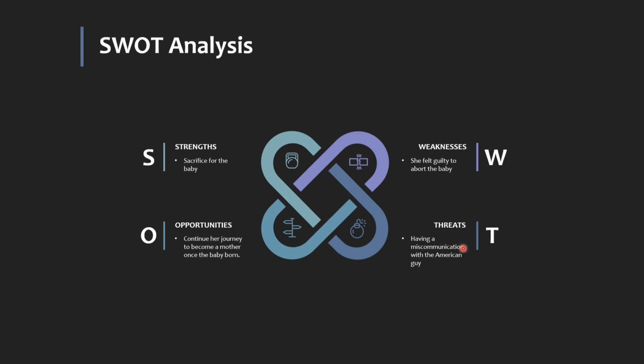The last element is threats. Jig is having miscommunication with the American guy. As a result, if I was Jig, I would keep the baby and I would give all of my love and live together until my last breath.